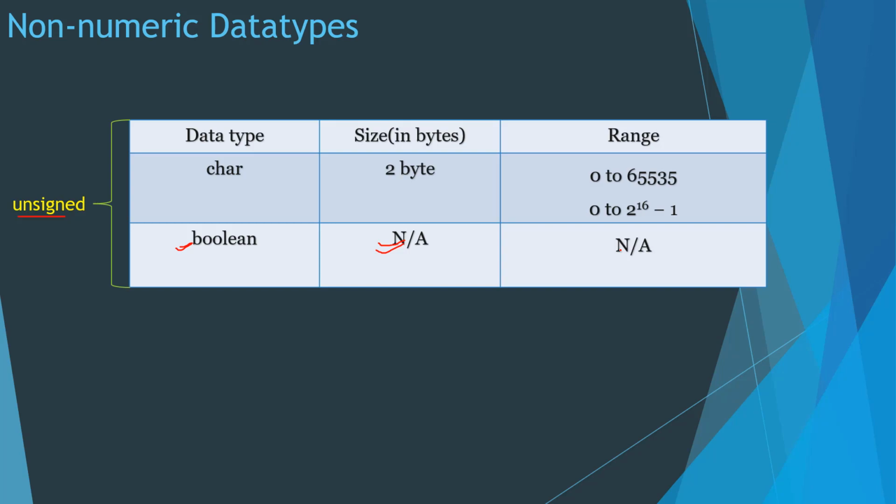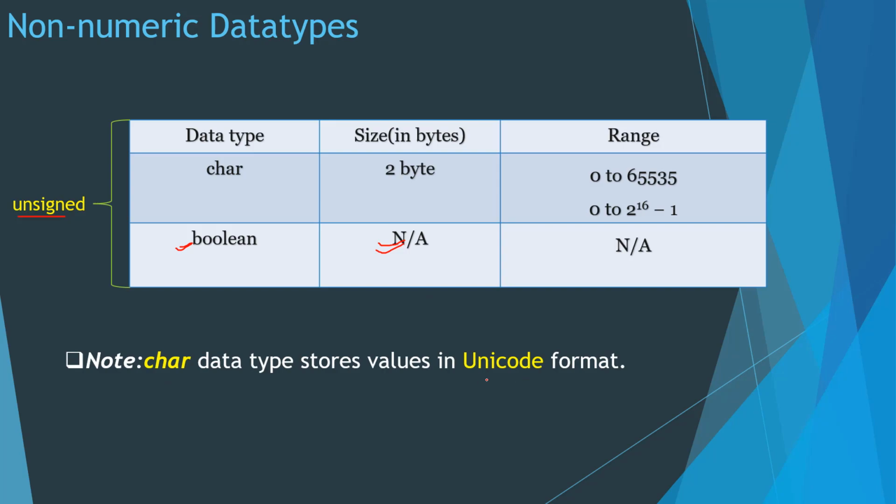So there is not much to discuss here. One more important thing: the char data type stores all values in Unicode format. I'll come to Unicode in the next video, so wait for that. For the non-numeric data types, there are only two, char and boolean. Char is used to represent all the characters, and boolean is used to represent the two values, either true or false.